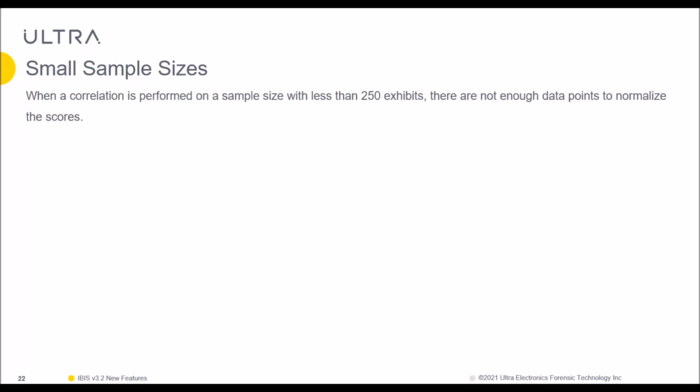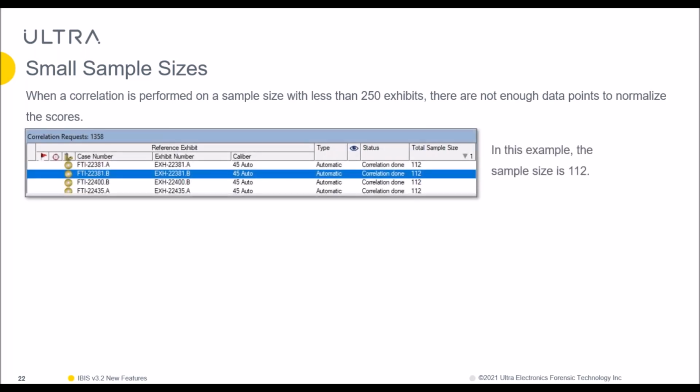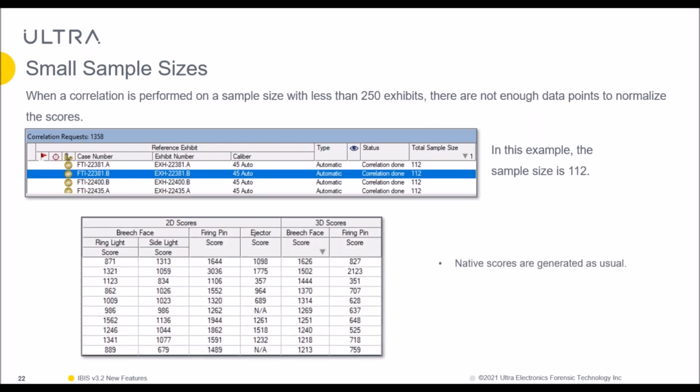Now, the more data you have, the better the normalization process works. However, if the sample size is less than 250, there are not enough data points to normalize the scores. Now, small sample sizes will happen with uncommon calibers or in regions where not a lot of data has been entered into IBIS. Now, I would expect that every lab is going to come across correlation requests that are working with small sample sizes from time to time. In this example, the sample size is 112. Now, what happens in this scenario is the native scores are generated as usual, and for each column, the normalized scores are calculated as follows.